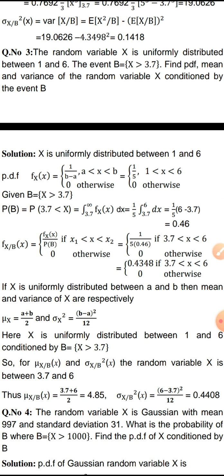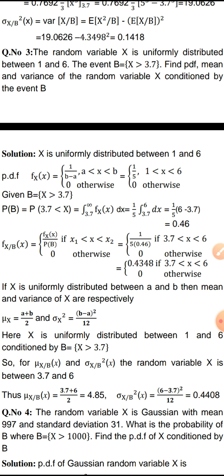The random variable x is uniformly distributed between 1 and 6. The event B is the set of all the values of the random variable x greater than 3.7. Find the PDF, mean and the variance of the random variable x conditioned by the event B. This is similar to the previous question number 2, but we shall calculate some of the things here by a shortcut method. So x is uniformly distributed between 1 and 6.